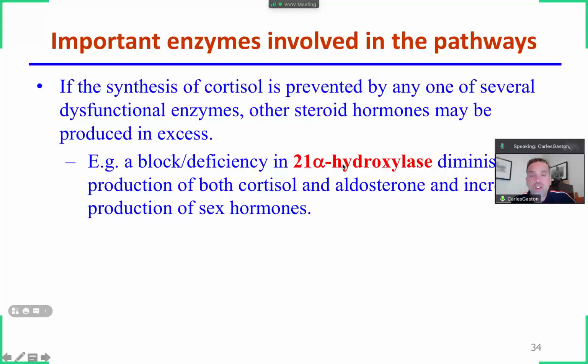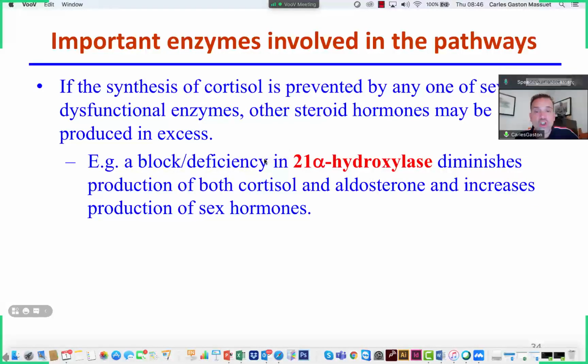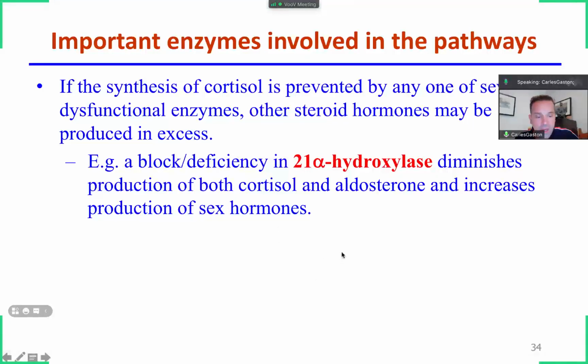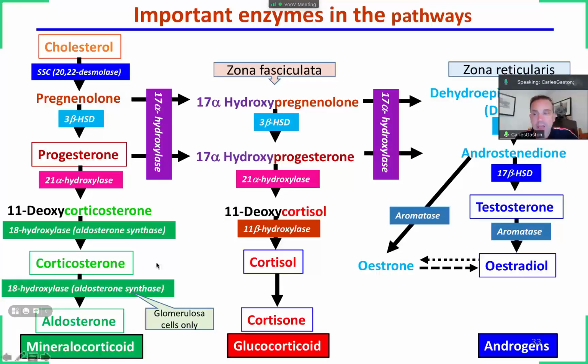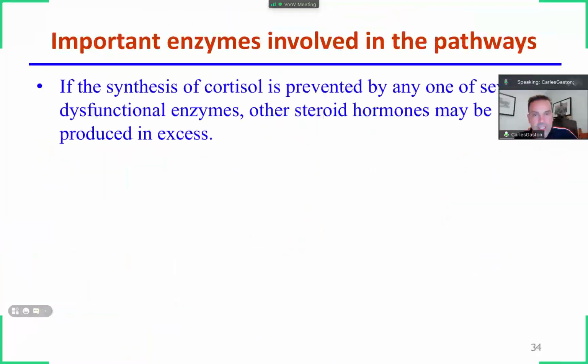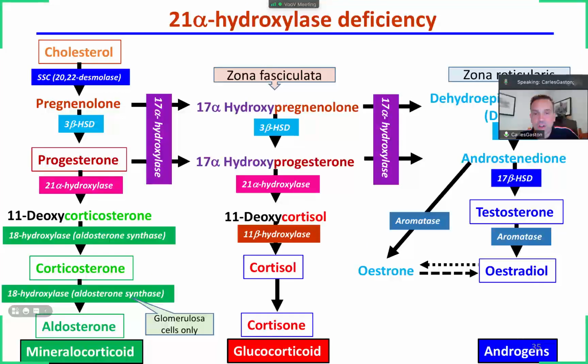For example, block or deficiency of 20-alpha hydroxylase diminishes the production of cortisol and aldosterone and increases the production of androgen hormones. So if we go back to the pathway, what you need to understand is that these pathways are interrelated, okay? So if we stop here and we stop here, we have more substrate in progesterone and pregnenolone that will drive into this and produce excess of androgens, okay? We will see this in a minute. So obviously it's all tied together.